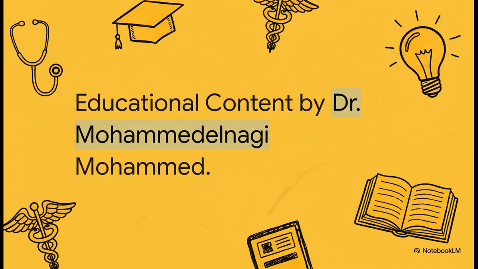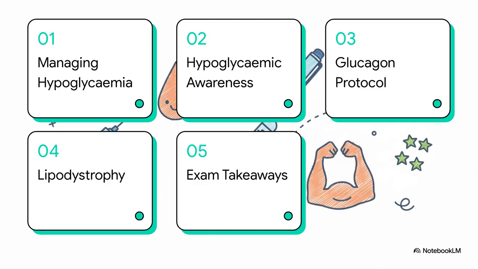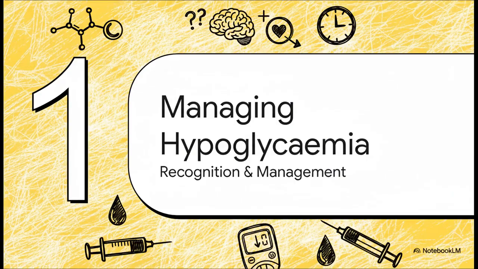Mohammed El-Nagi Mohammed. So here's what we've got on the agenda today. We're going to break down the key side effects of insulin. First up, we'll tackle managing hypoglycemia. Then we'll get into the tricky issue of hypoglycemic awareness, or the lack thereof. After that, the emergency glucagon protocol, which is crucial. We'll also look at lipodystrophy, and finally, we'll wrap it all up with some really high-yield takeaways, perfect for your daily practice and especially for those of you prepping for exams. Ready? Let's get started.